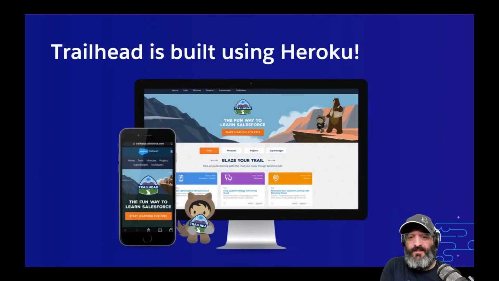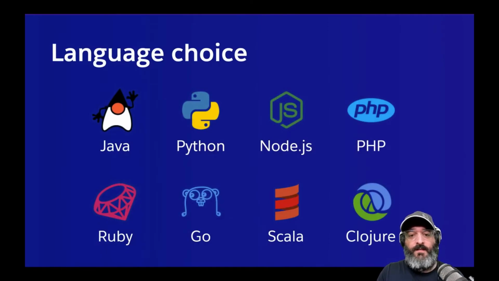Heroku allows you to focus on delivering functionality to your end users, value to your business, rather than spending time on infrastructure overhead. And did you know that Trailhead is built using Heroku? But what's more, Heroku lets you tap the expertise of developers at your company with backgrounds in a variety of programming languages like Java, Python, Node.js, PHP, and many others.